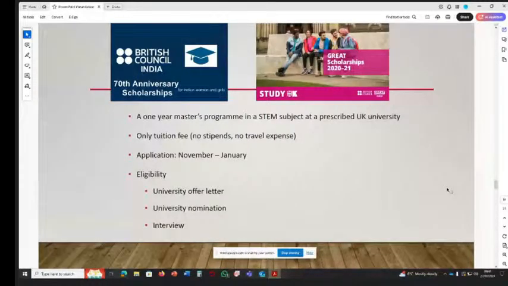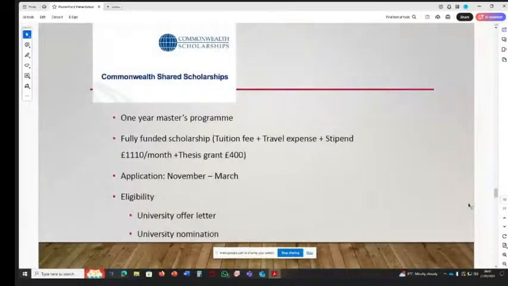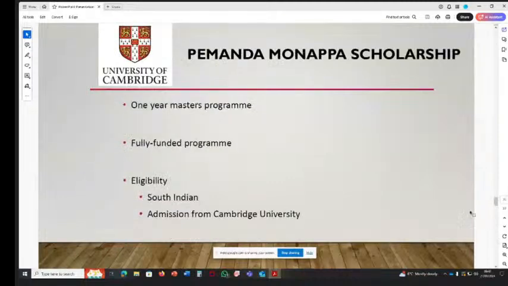British Council of India has multiple options, so please check what they are. Commonwealth Shared Scholarship. I have a student here who won the Commonwealth Scholarship from Kerala. So look at the Commonwealth Scholarship. You can have a tuition fee waiver for a 2 year master's, 1 year master's, or 3 year PhD here. There are multiple schemes available. Also the Parmanand Monappa scholarships, particularly for University of Cambridge.